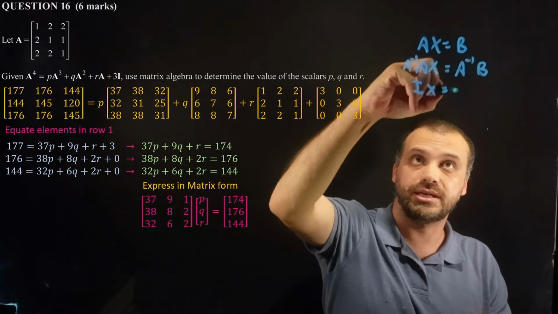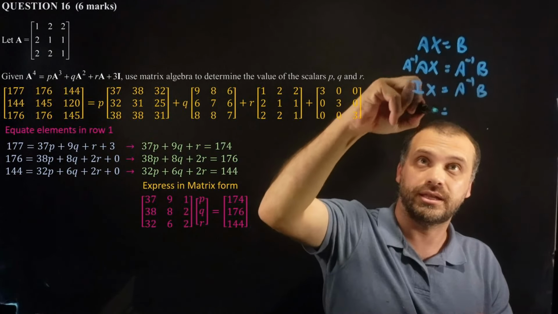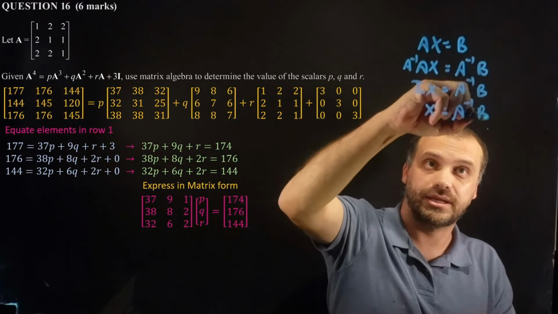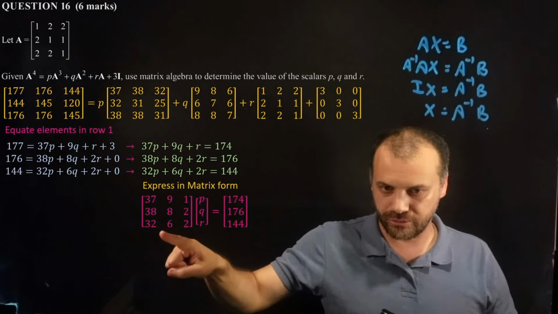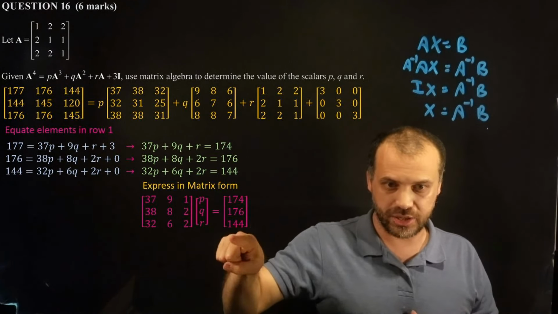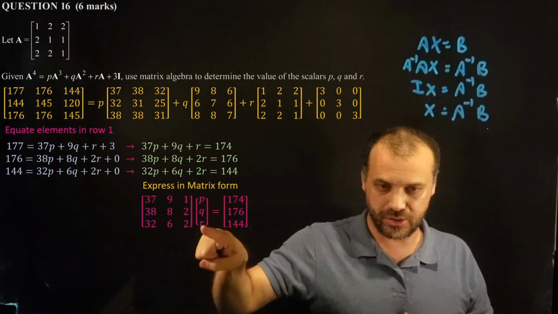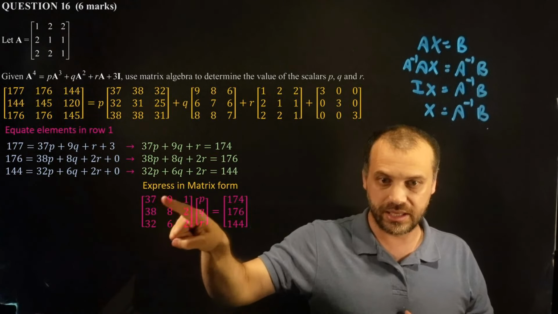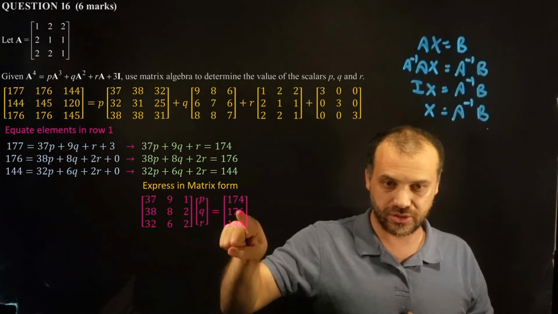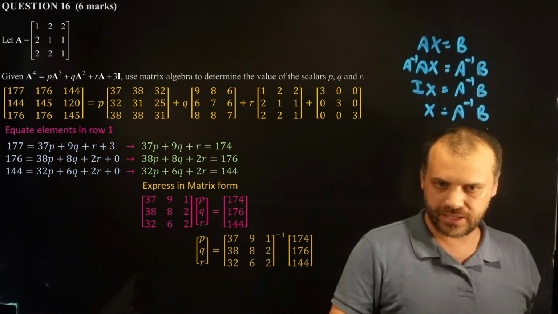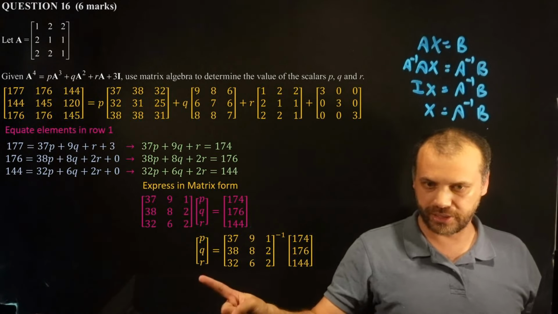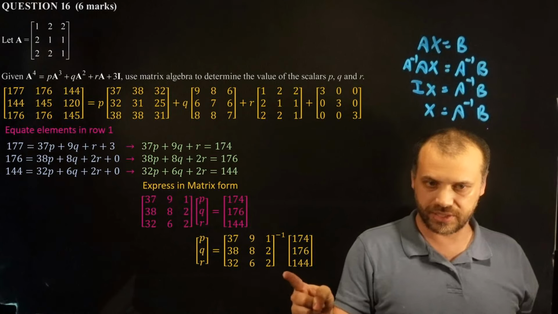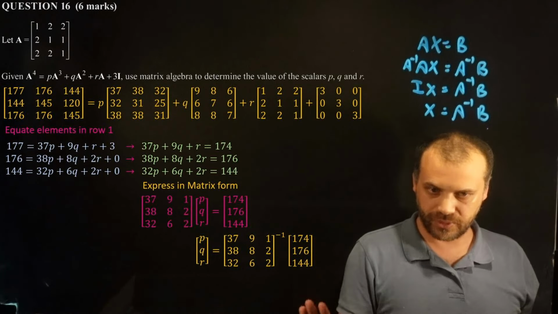That's going to give me my identity, and then I'm going to end up here. So we can rewrite this equation as just X, which is P, Q, and R, is equal to the inverse of this matrix times this. And here is one I prepared earlier. PQR equals the inverse of this times 174, 176, 144.